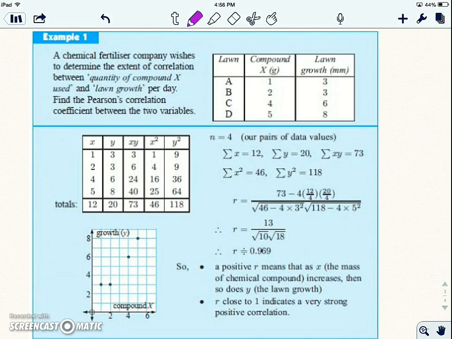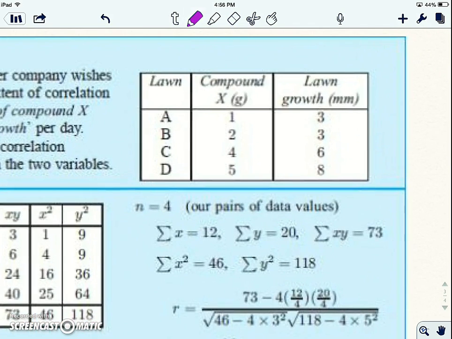Find Pearson's correlation coefficient between the two variables. So again, we have 4 data points: 1, 3; 2, 3; 5, 4; 6, and 5, 8. What this means is, for example, for lawn A, they put 1 gram of maybe fertilizer on the lawn, and it grew 3 millimeters. Lawn B, they put 2 grams, and it also grew 3 millimeters. But by the time they got to lawn C, 4 grams, it grew 6 millimeters, okay?